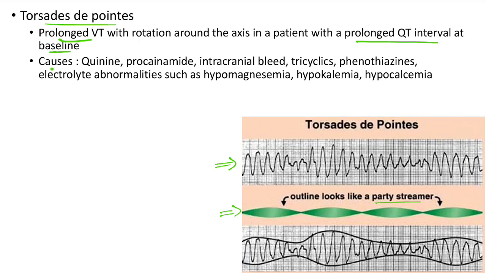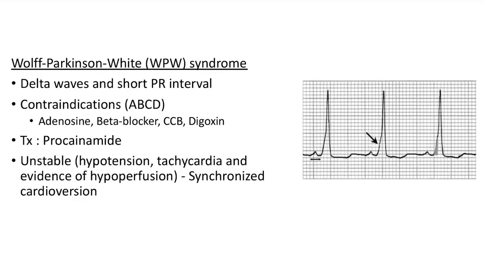And let us see about the causes of Torsades de pointes. It can be caused by quinine, procainamide, intracranial bleed, tricyclic antidepressants, phenothiazines, and electrolyte abnormalities like hypomagnesemia, hypokalemia and hypocalcemia.